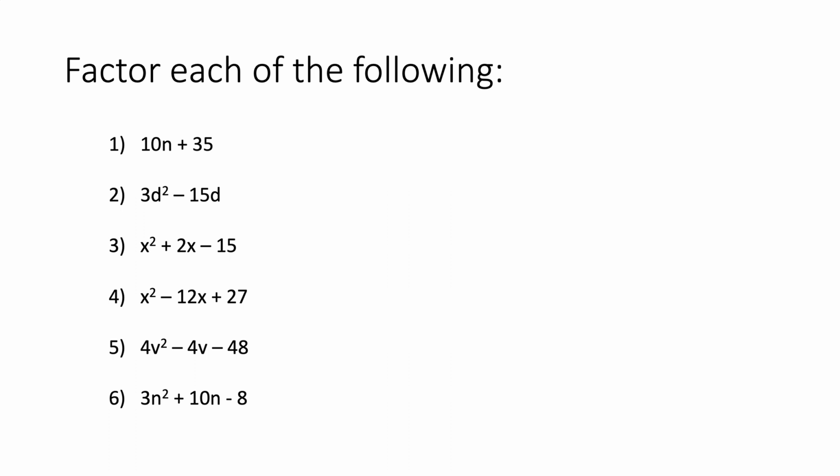Okay, so the first one is one where they share a greatest common factor of 5. So I get 5 times 2n plus 7. As always, check yourself back by multiplying. 5 times 2n is 10n. 5 times 7 is 35, so I'm good.